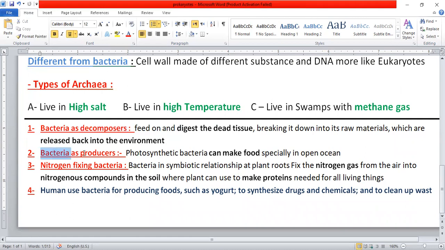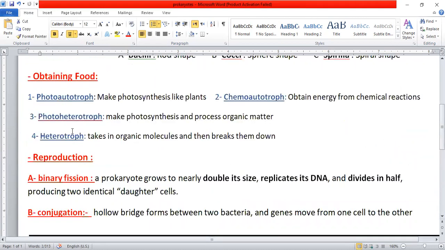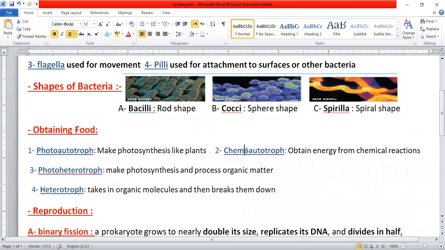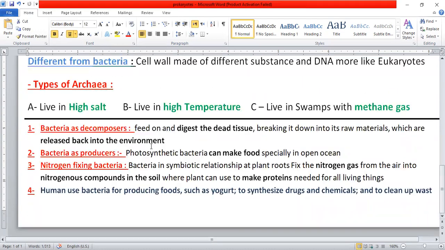Also, some kinds are producers, as we said here, photoautotrophs and chemoautotrophs, bacteria that can make their own food, and they do not make food for themselves only, like plants also make food for all the organisms on Earth. Bacteria act as producers. They are photosynthetic. Photosynthetic bacteria can make food, especially in the open ocean. A huge amount of bacteria can make a huge amount of food in the ocean.